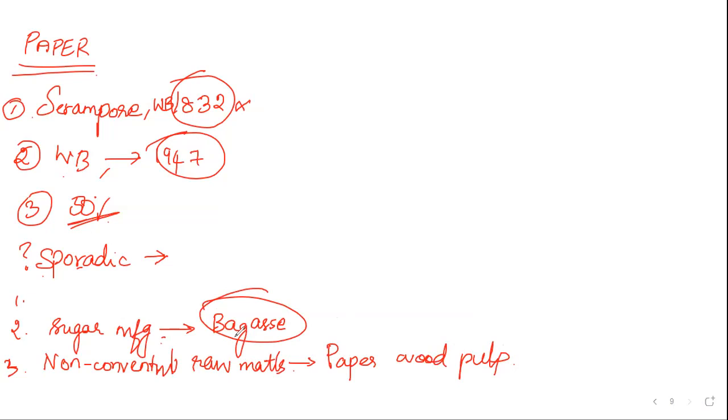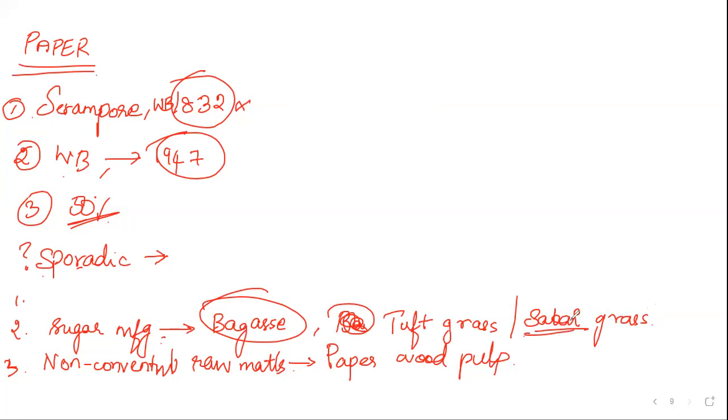For example, one of them is bagasse, and the next is bamboo. It's a very common material, but there is one more material called tuft grass or sabai grass. Now, this is a very non-conventional, innovative material. Maybe it will be available in some places and not in others, and that is also a reason why the spread of the industry has been very sporadic. All right. Then there are some small scale paper manufacturing units which recycle waste paper and manufacture new paper. That is also one more reason why we cannot predict the growth of this particular industry.